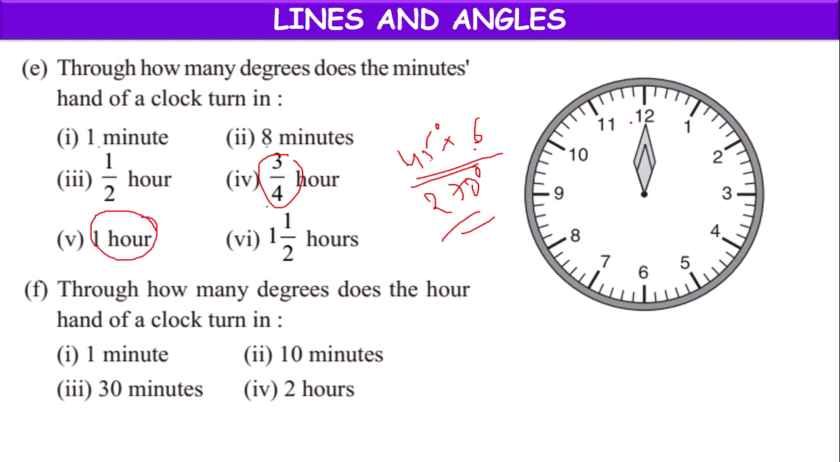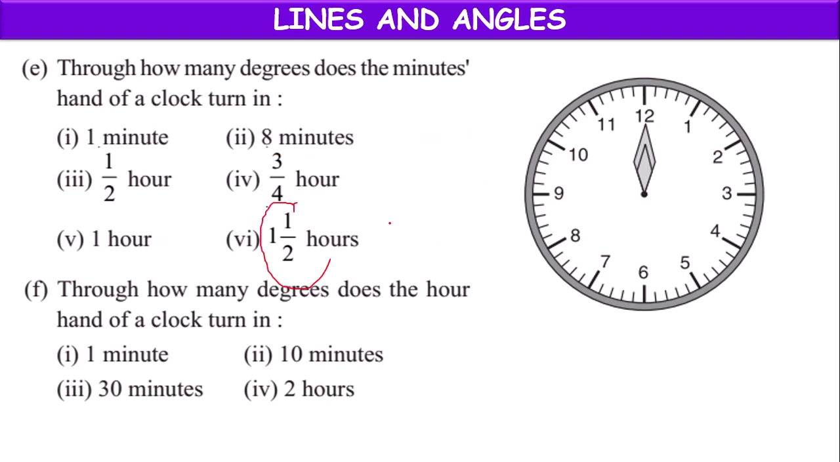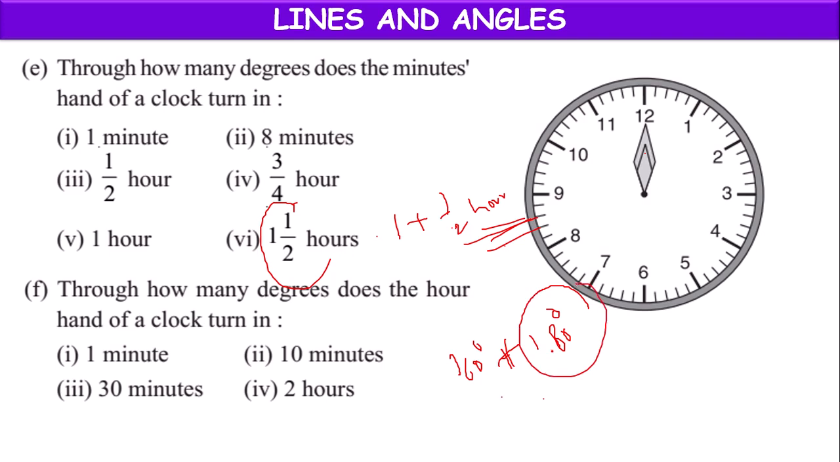In 1 hour, it will make one complete rotation, which is equal to 360 degrees. In 1.5 hours, 1 hour plus half an hour. In 1 hour, it will rotate 360 degrees, and it will come back to its original position, and in half an hour, in 30 minutes, it will move 180 degrees. If we compare initial position to final position, the answer is 180 degrees. If they ask total rotation, then it is 540 degrees.